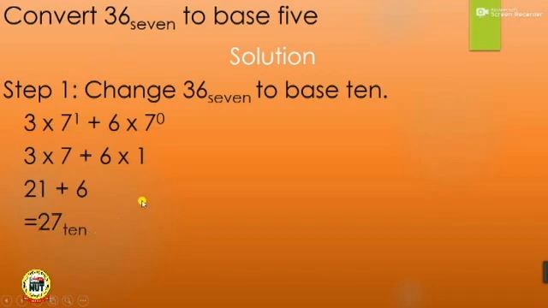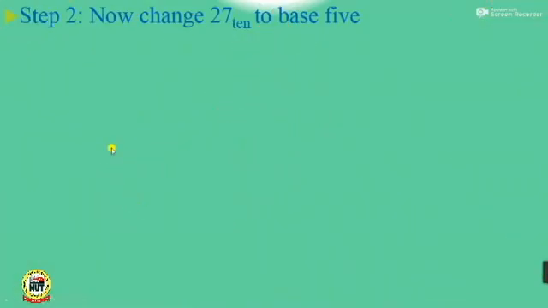Then let's look at the second step now. The second step is to change 27 base 10 to base 5. So we divide successively using 5 now since we are converting to base 5. So 27 divided by 5, or in other words, how many 5s can we get in 27? Definitely we'll get 5 fives and a remainder of 2. So 27 divided by 5 will give us 5, but there will be a remainder of 2.